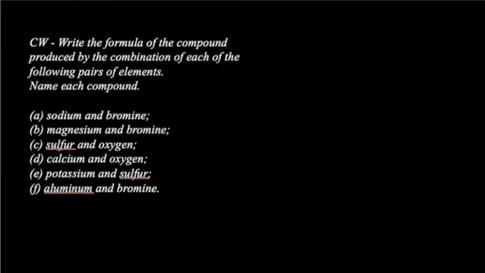Okay. Now write the formula for compounds produced by combination of each of the following pair of elements: sodium and bromine. We have to combine sodium and bromine. Okay.